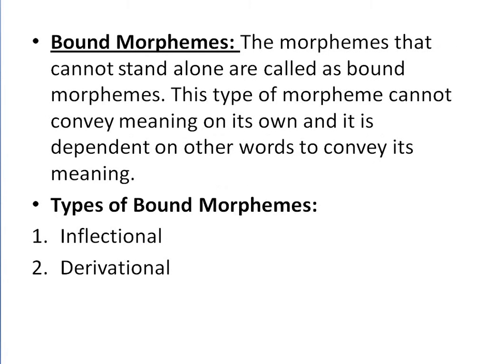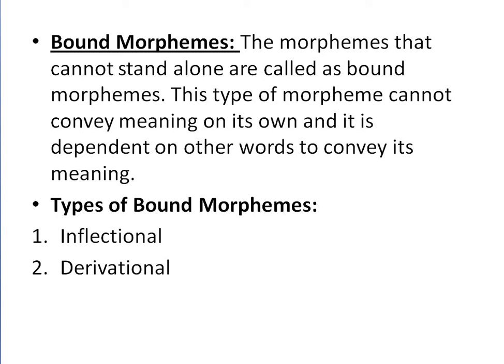Bound morphemes. We have studied earlier what are bound morphemes. The morphemes that cannot stand alone are called bound morphemes. This type of morpheme cannot convey meaning on its own, and it is dependent on other words to convey its meaning. So bound morphemes are those morphemes that cannot stand alone. They cannot convey a complete meaning. Rather, they are dependent on the free morphemes in conveying a message properly.